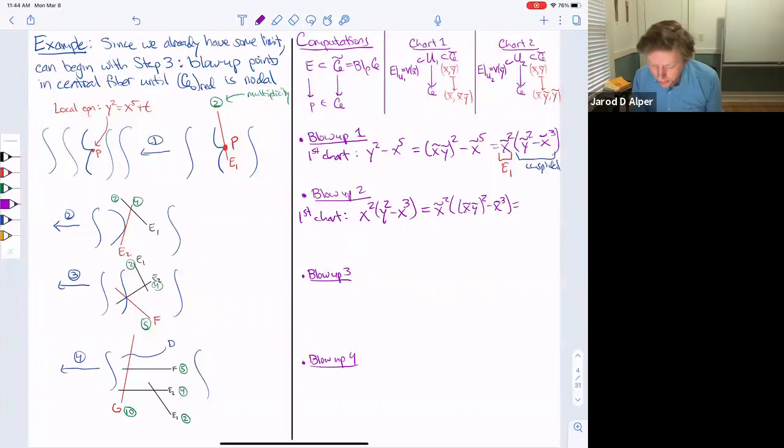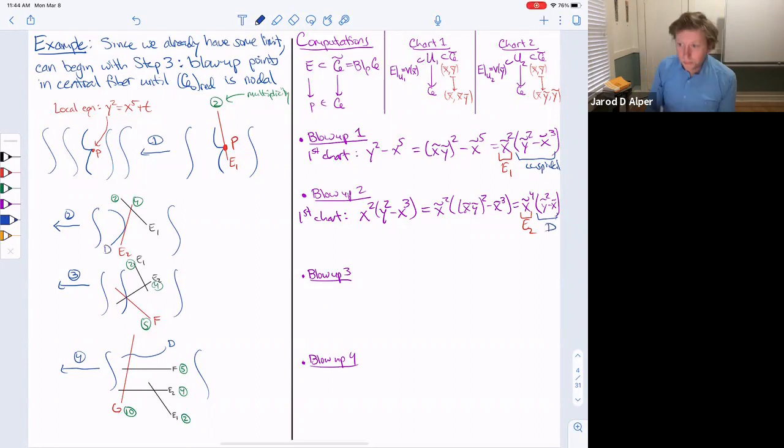And if I factor this, I get x tilde to the fourth times y tilde squared minus x tilde. And so the x tilde is the equation of the new exceptional divisor E2. And this is the blue curve. Let's call that D. Okay, so this is computing in the first chart.